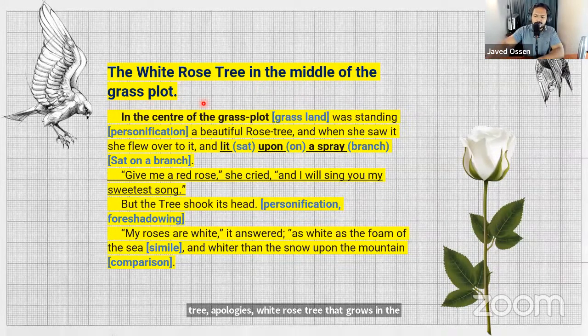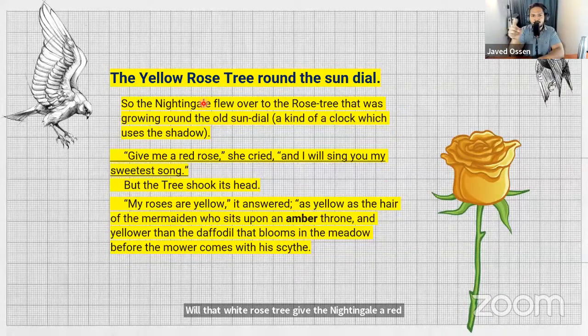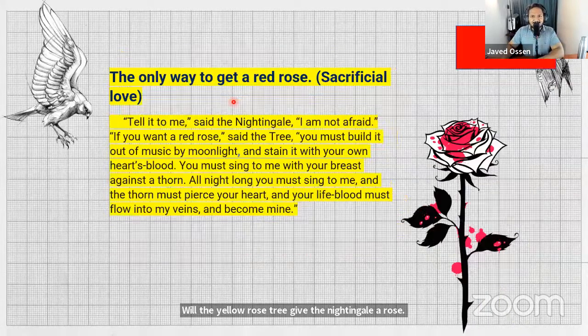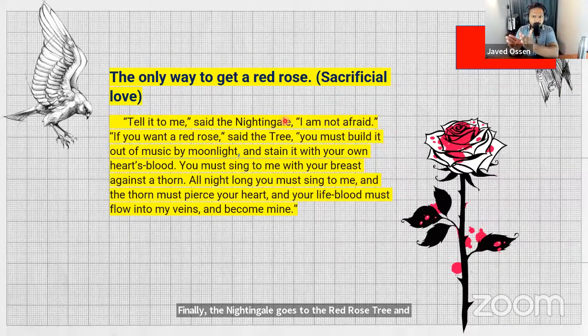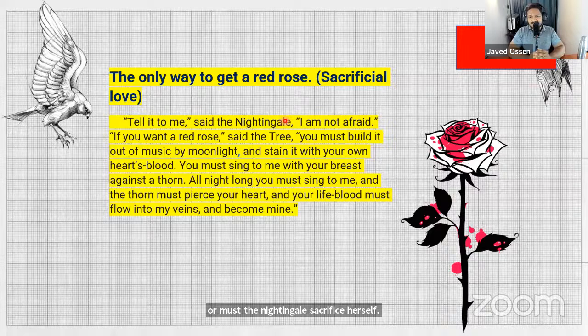Will that white rose tree give the nightingale a red rose? No. Then there is the yellow rose tree who grows round the sundial. Will the yellow rose tree give the nightingale a rose? No. Finally, the nightingale goes to the red rose tree, and the red rose tree will give the nightingale a rose for free. Or must the nightingale sacrifice herself? She must sacrifice herself.